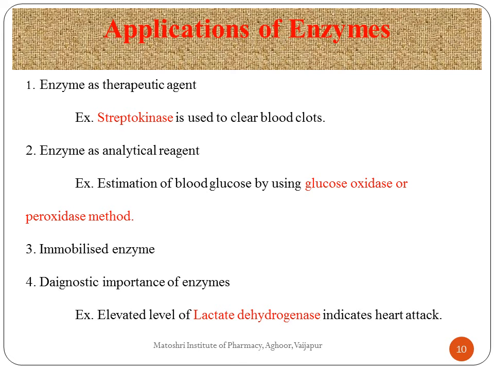Applications of enzymes. The first application is that enzymes are used as therapeutic agents. For example, the streptokinase enzyme helps to clear blood clots. The second application is that they are used as analytical reagents. The glucose oxidase or peroxidase enzyme is used to estimate the blood glucose level in a given sample of blood.